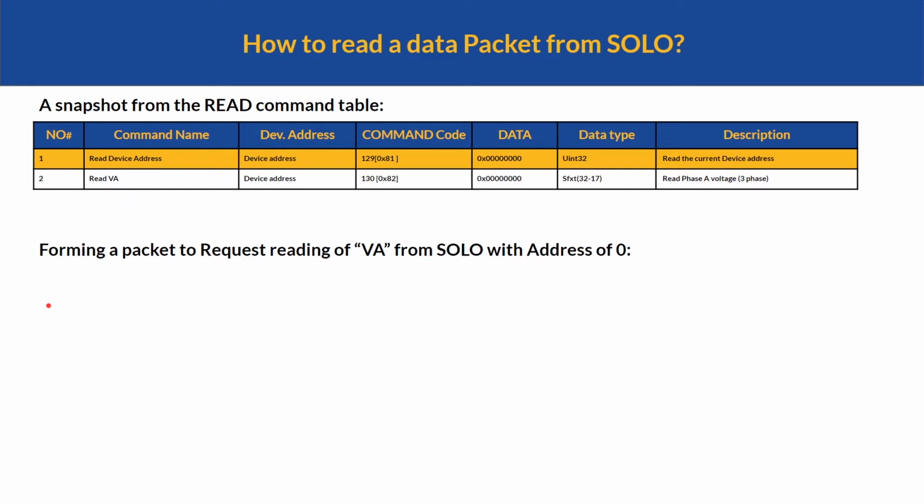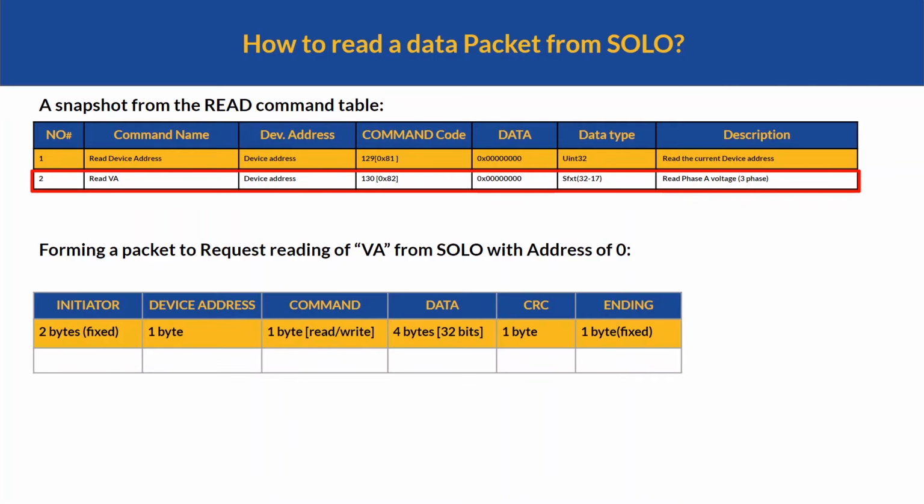I'm going to show you an example here. For example, if I would like to read the voltage of phase A of a three-phase motor from a Solo with the address of 0, what should I do? Again, you have to look at the read command table. In order to read VA, the command code is 0x82, which is 82 in hex format, and the data section should be 8 zeros in hex format.